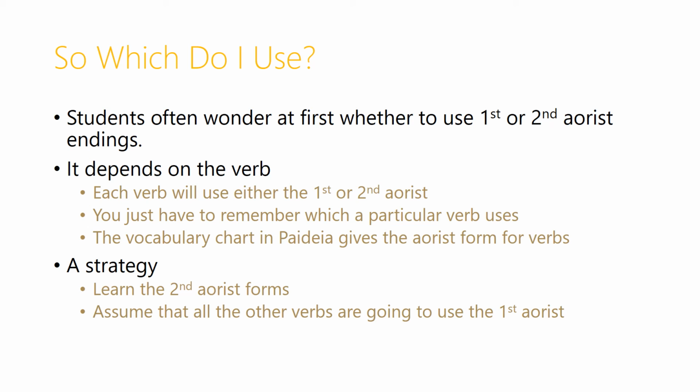And if the aorist form has the sigma alpha tense marker and connecting vowel, then it's a first aorist. If it has no sigma tense marker and it uses an omicron connecting vowel, then it's obviously a second aorist. A generally good strategy is to learn the second aorist forms. There are fewer second aorist verbs, and they're used a fair amount. So learn those, and then assume that all of the other verbs are going to use the first aorist.